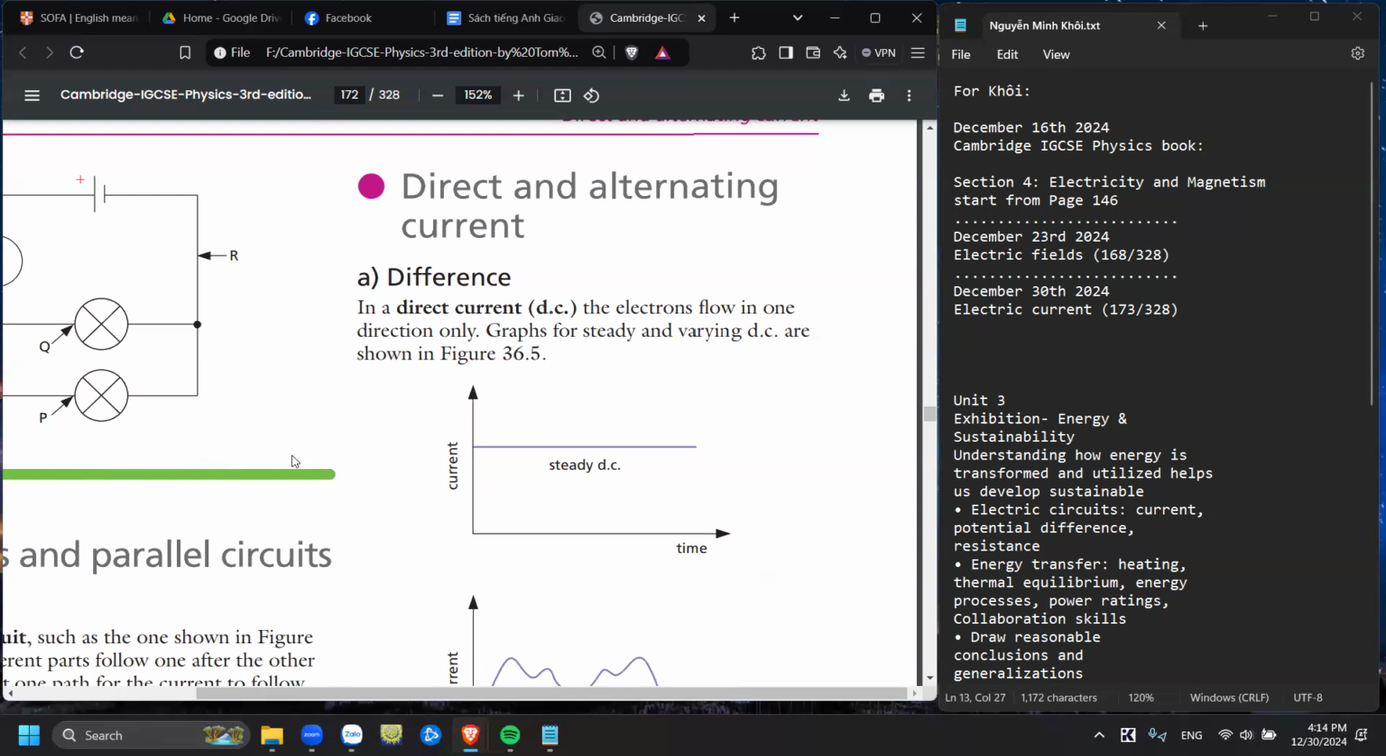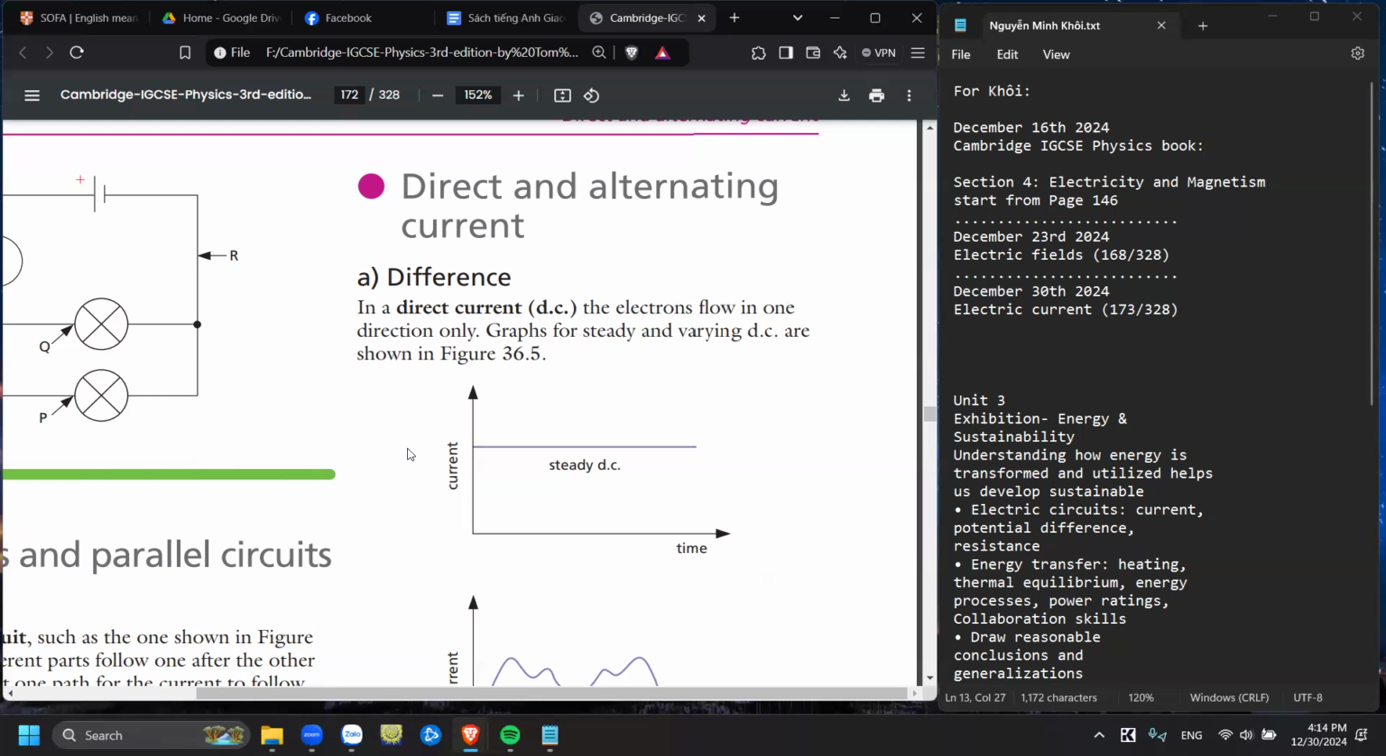Who's the guy who invented the alternating current? Who's the rival? The rival of Thomas Edison, Nikola Tesla. Okay, so what's the difference between DC and AC then? What's the difference between direct current and alternating current?